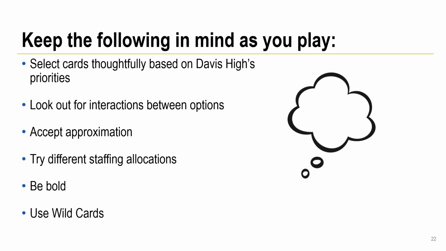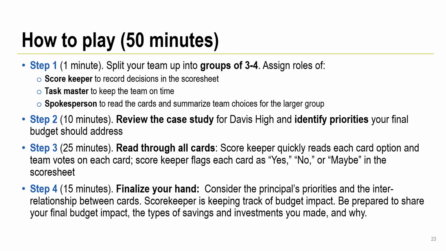Finally, use wildcards. If you have a district priority not found in the Holdem card set, consider estimating its cost and benefits on a wildcard. Remember, the value is in discussion, so getting the cost or benefit estimate exactly accurate is not a big priority. Your team is now ready to play Budget Holdem for Schools. Pause this video and come back once you've finalized your hand and are ready to share your final budget impact and the types of savings and investment choices you made.